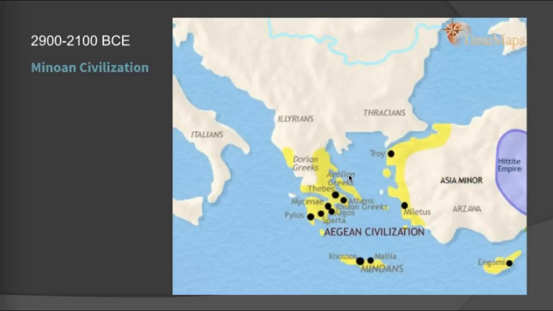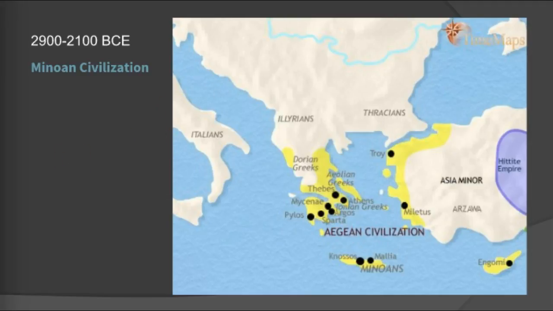At this time, there's two cultures. Essentially one of the mainland, which is called Helladic, and one of the island, which is called Cycladic. The island culture is the one that heavily influenced the mainland until the mainland asserts dominance.